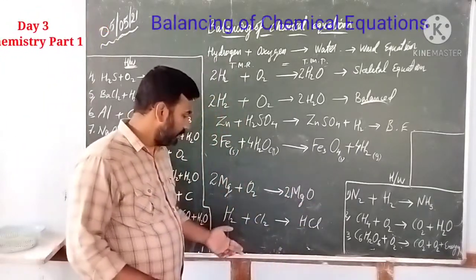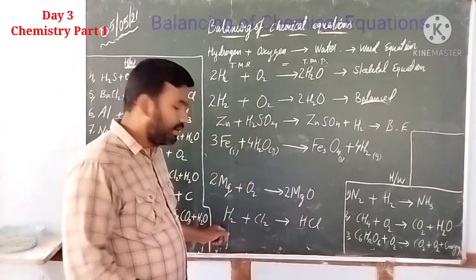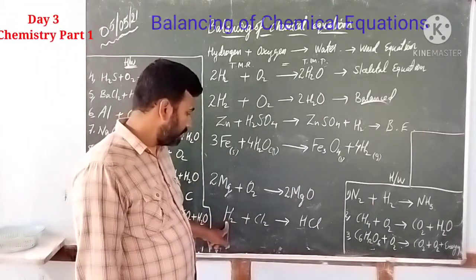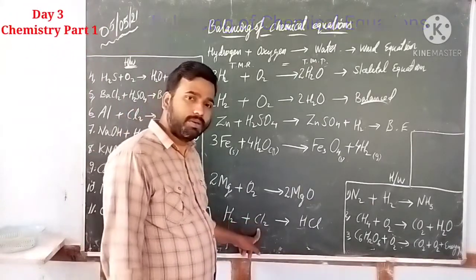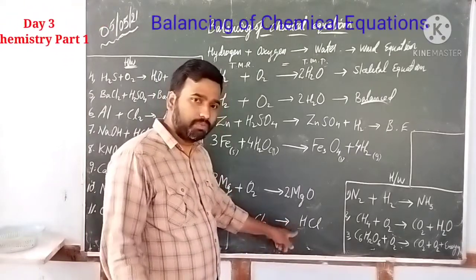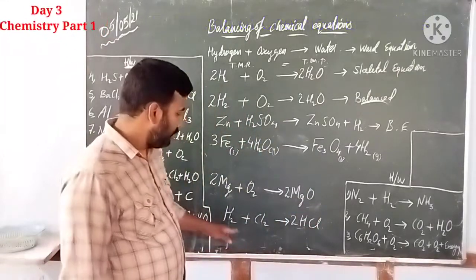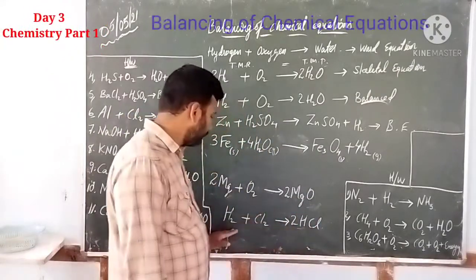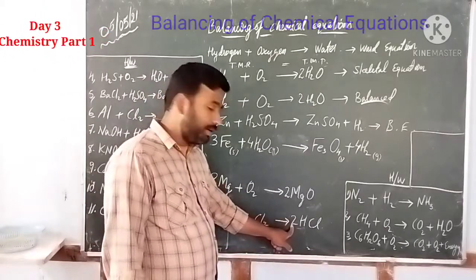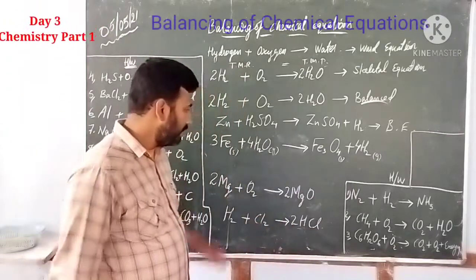And similarly, another equation: H2 plus Cl2 gives HCl. How can you balance this? Just try. 2 hydrogen atoms are here and 2 chlorine atoms are here. So what do we need to put on the right hand side? Yes, we can put 2 over here, so that the right hand side as well as the left hand side will be balanced. This 2 is applicable not only for hydrogen but also for chlorine. So keep that in your mind.